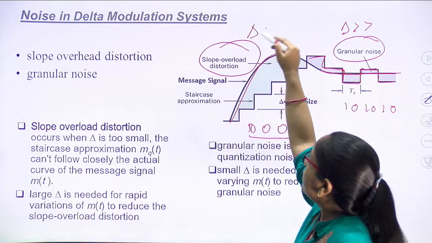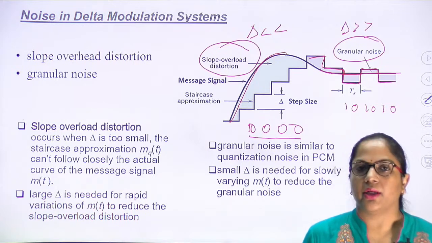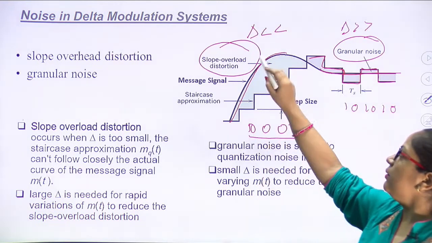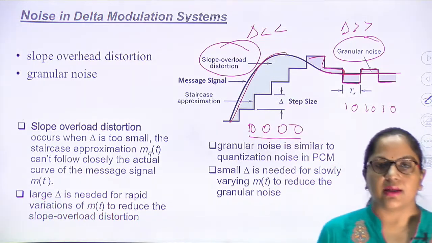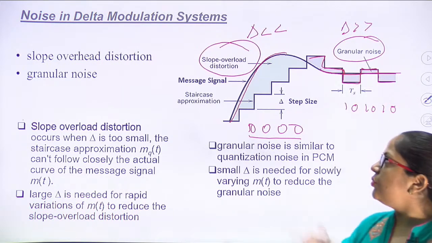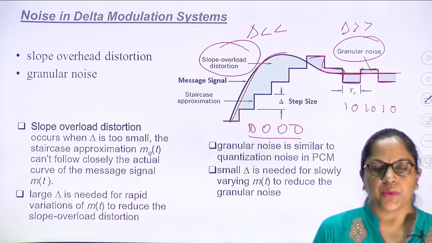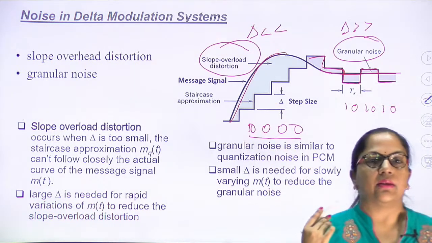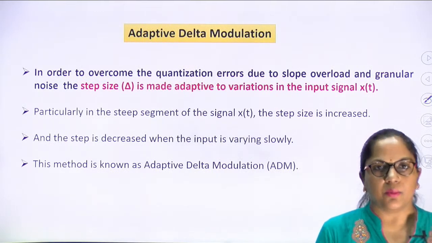Slope overload distortion occurs when the step size is too small. So these are the two limitations in case of delta modulation that occur because we have fixed the step size in the starting. So what can we do? We cannot eliminate these two noises, but we can reduce these two problems of delta modulation. The technique that can reduce these two types of noise is called adaptive delta modulation.